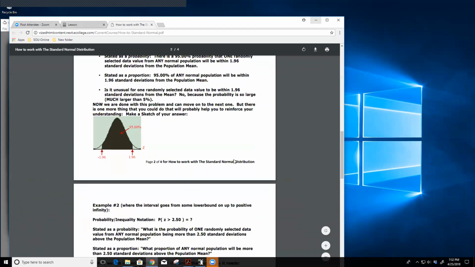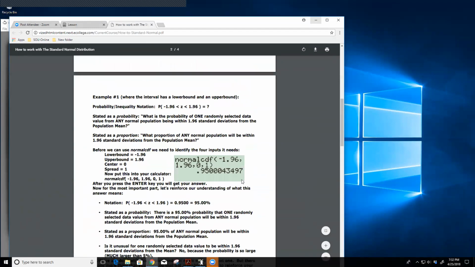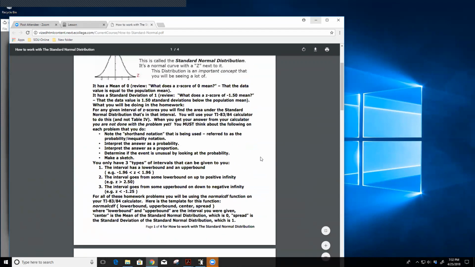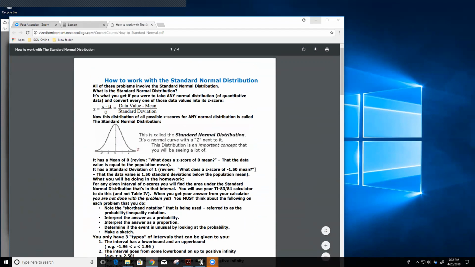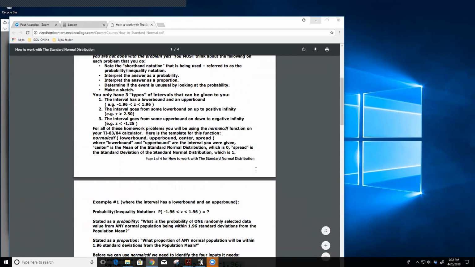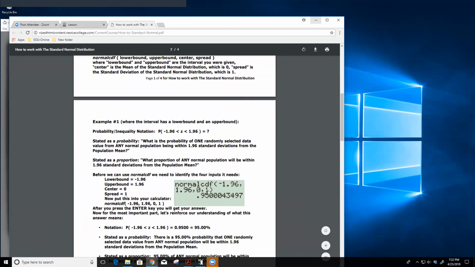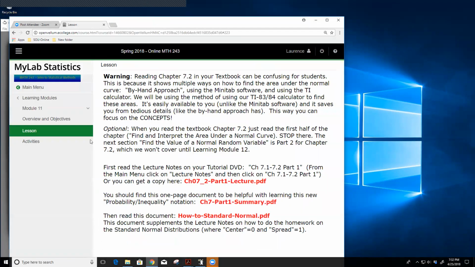So it's like what you're doing with the normal CDF with a population distribution. But here, the mean is always 0. Standard deviation is always 1. Because that's the standard normal. So take note of that.